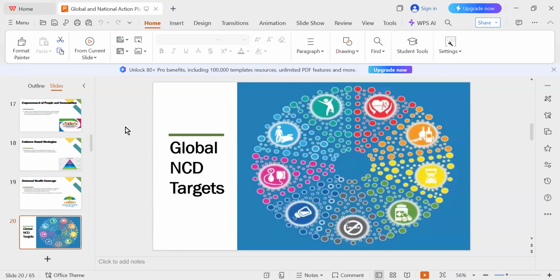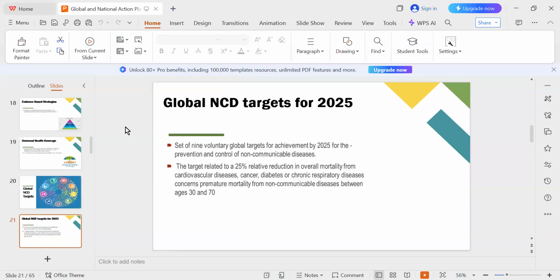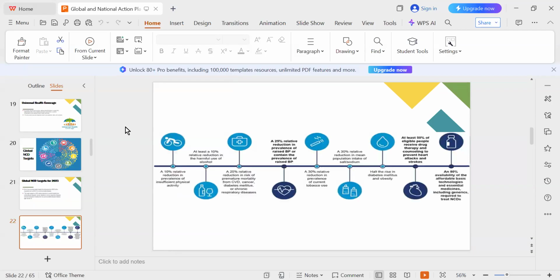Global NCD targets. Global NCD target for 2025. A set of 9 voluntary global targets for achievement by 2025 for the prevention and control of non-communicable diseases. The target related to a 25% relative reduction in overall mortality from cardiovascular diseases, cancer, diabetes, or chronic respiratory diseases concerns premature mortality from non-communicable diseases between ages 30 and 70.